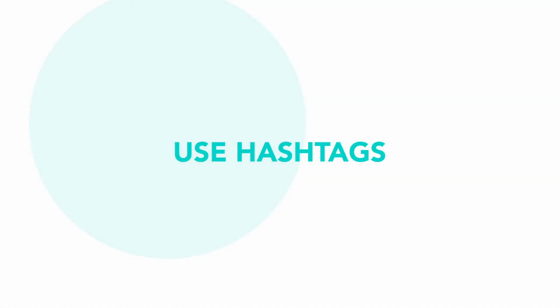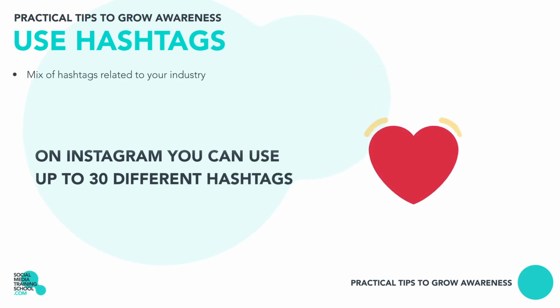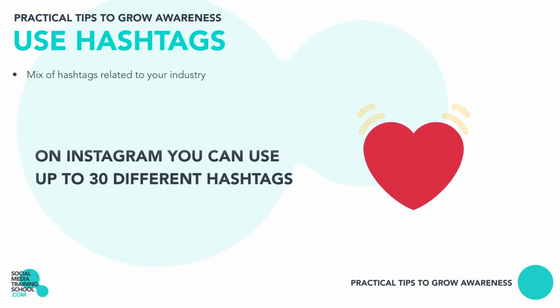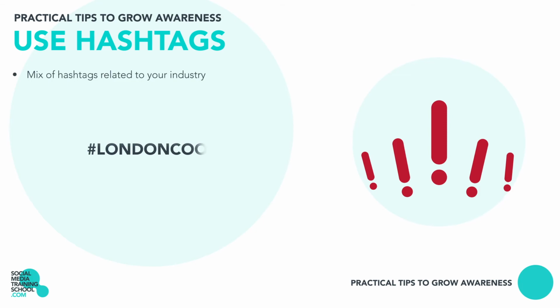Our fourth way to expand your reach and grow awareness of your brand is by including hashtags, particularly on Instagram and Twitter. On Instagram, you can use up to 30 different hashtags, and this gives you a chance to get your content seen by a whole new audience who may be interested in your content. When you're choosing your hashtags, remember to use smaller and more localized hashtags, such as hashtag London Cookies, as well as more general hashtags, such as hashtag cookies.